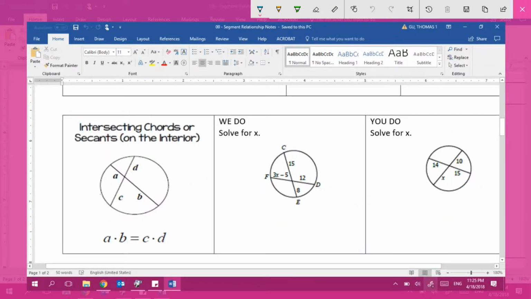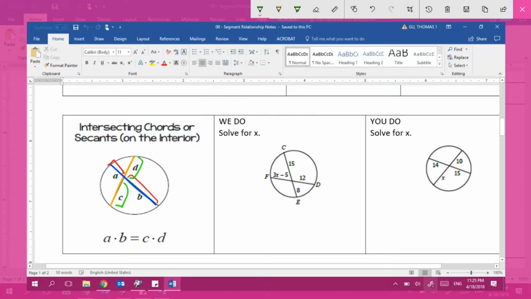All right, next up, we've got intersecting chords or secants on the interior of the circle. So pretty much, look, we've got two little intersections. We got an intersection on the inside of our circle, right? And the rule here, guys, is you see how there's two lines? I've color coordinated them, right? But each of these two lines is broken up into segments. See, we have segment A on this line, and then segment B on that line. And on the other line, we have segment D and segment C, right?